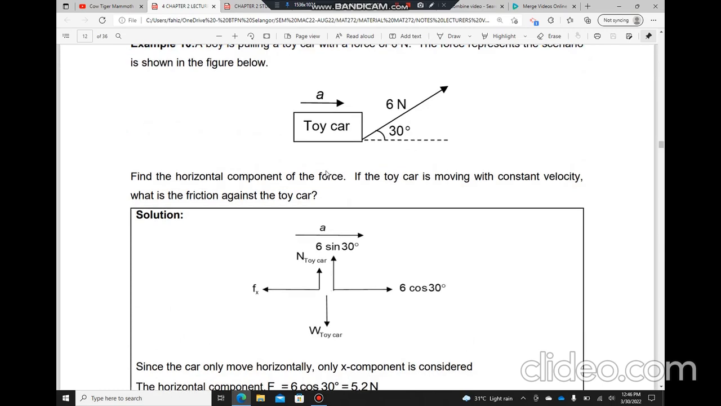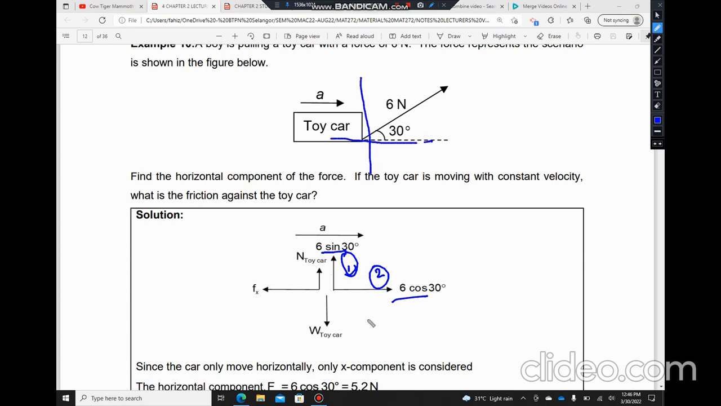Okay, so kat sini kita boleh tengok force yang ada. First, yang dia tarik ni toy car, 6 kat sini. Okay, kita boleh pecah pada 2. 6 sin theta, 6 sin 30 and 6 cos 30. Daripada yang ni kita ada 1 and then 2, second. Okay, so 6 sin 30 dengan 6 cos 30 daripada sini.